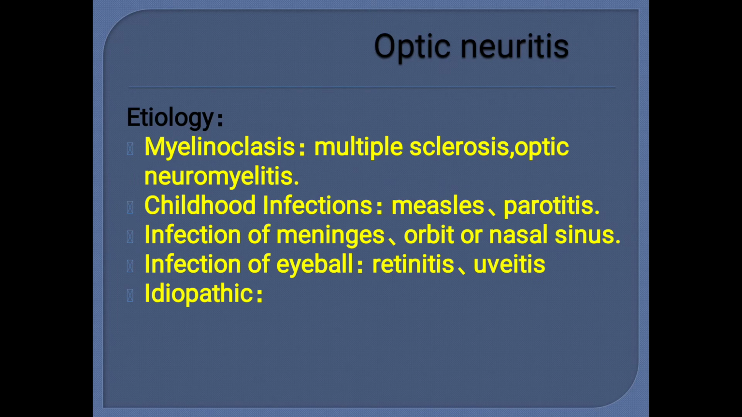So what is the etiology of optic neuritis? It could be because of demyelinating diseases such as multiple sclerosis. In childhood, infections such as measles and parotitis can cause optic neuritis. This may not be because of the virus itself, but because of the immune response to the virus. Then infection of adjacent structures such as the meninges, orbit, or nasal sinuses can also involve the optic nerve, leading to infectious optic neuritis. And infections of the eyeball such as retinitis and uveitis can also cause optic neuritis.